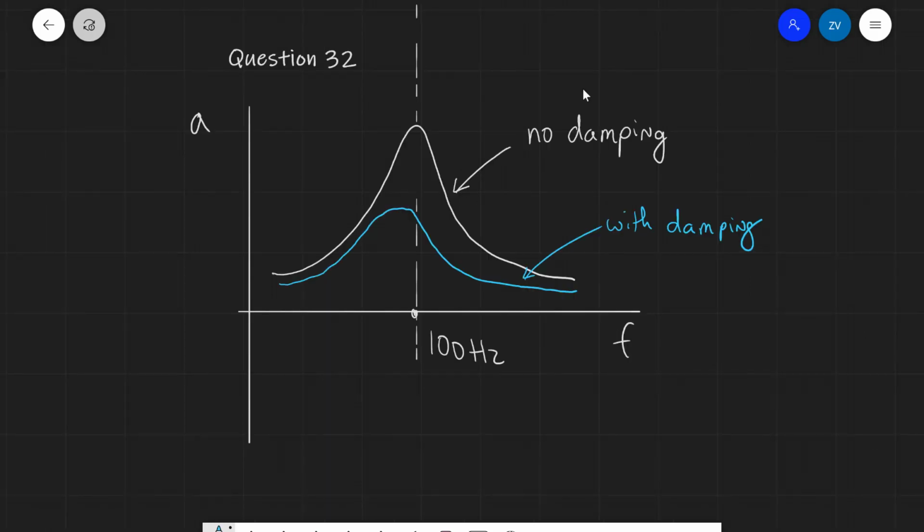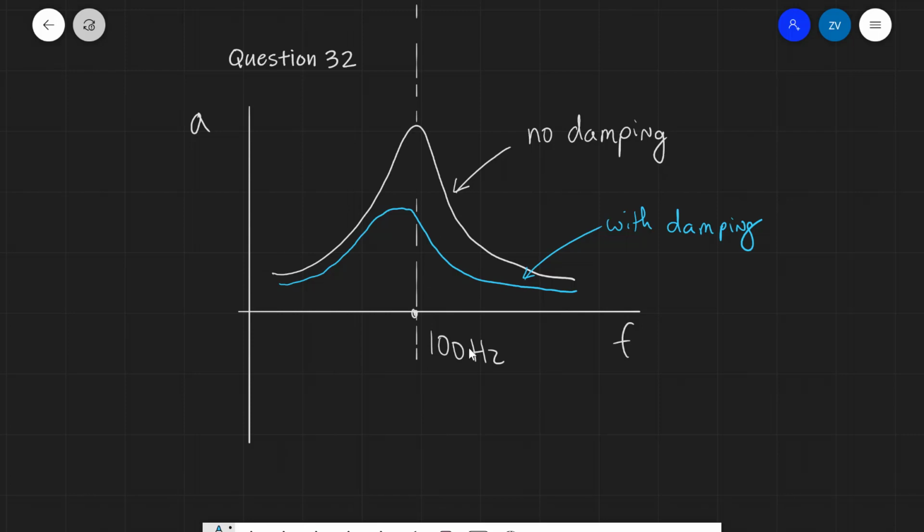And let's tackle our final question, 32. Now, this question is all about resonance. What will happen to the resonance graph if we were to introduce damping into the system? We can see that the acceleration is a maximum at this resonance frequency, which is 100 Hertz.